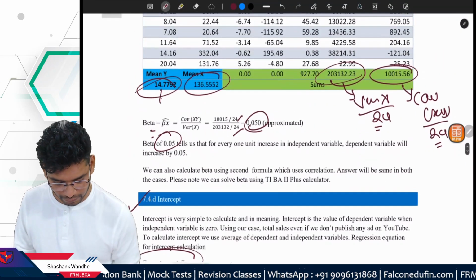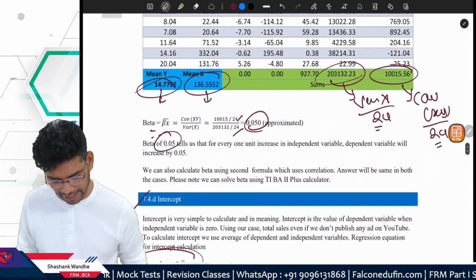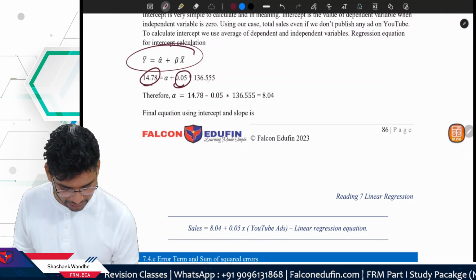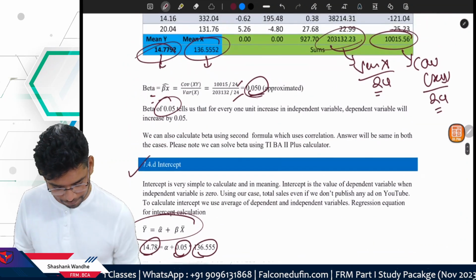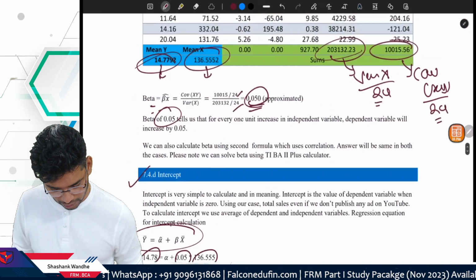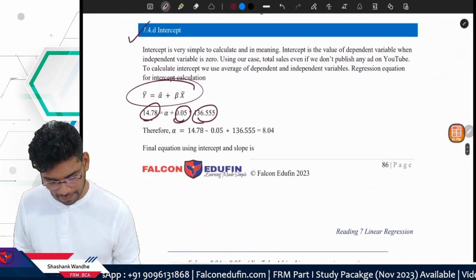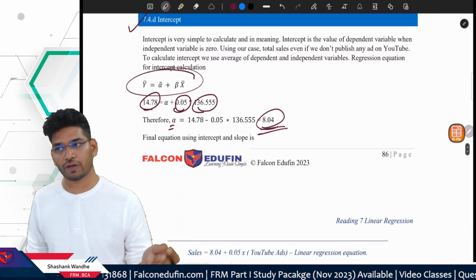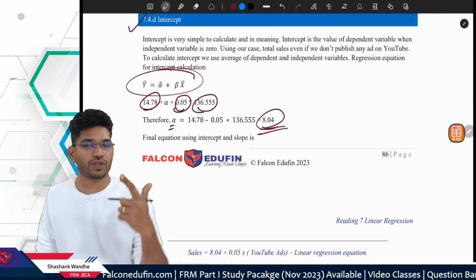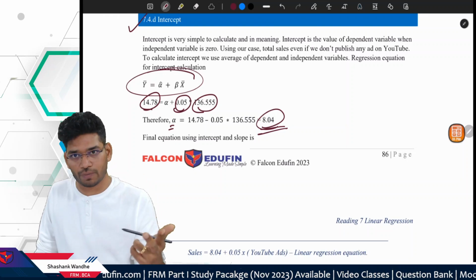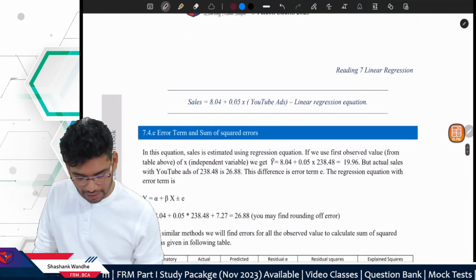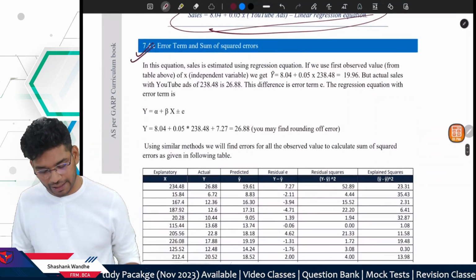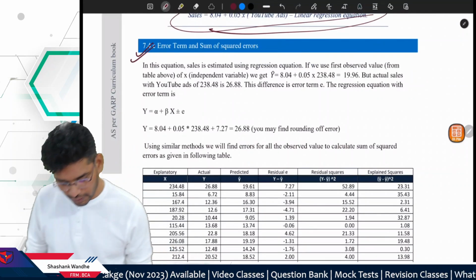You already have y mean and the x mean. So simply use this y mean, beta, which is calculated from here, and then x mean. X mean is this. Then simply put this and you will get alpha is equal to 8.04. Now once you know the alpha, once you know the beta, x is the observed, you will be able to calculate y, and this is our final equation. Okay. Then we have the error term and sum of squared errors.